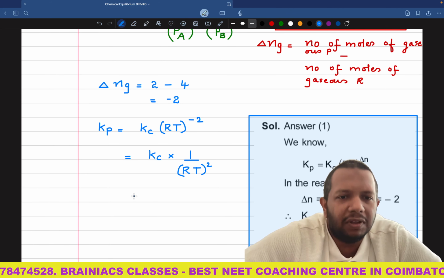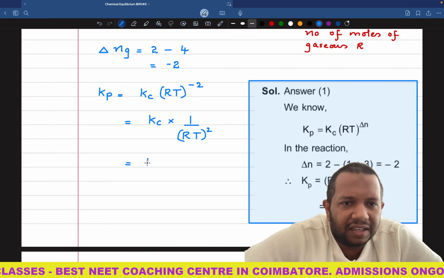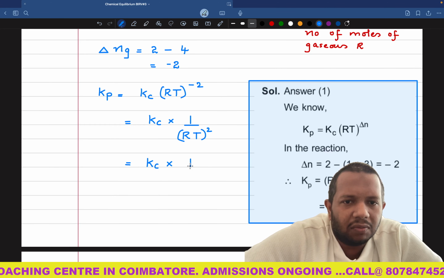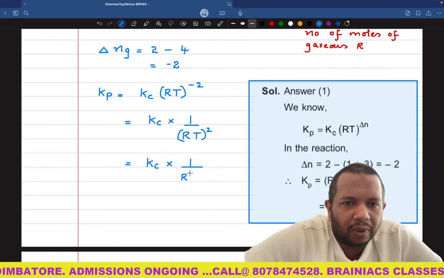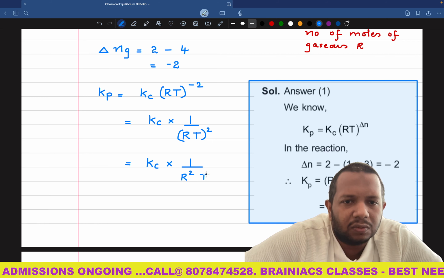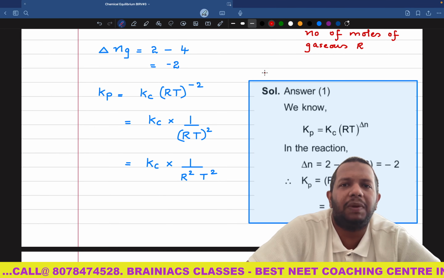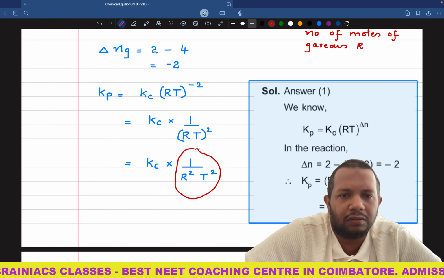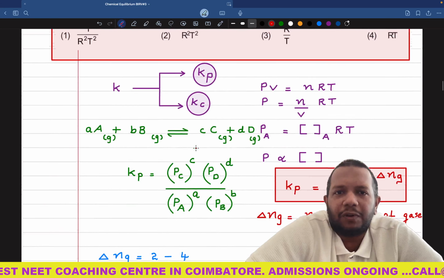Okay, this can be further written as what, sir? This can be further written as Kc times 1 divided by R square T square. So I can say Kp is 1 by R square T square times Kc. So this should be my correct answer. I hope it is clear for you.